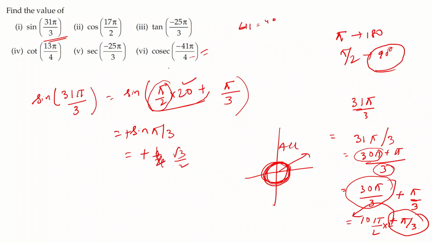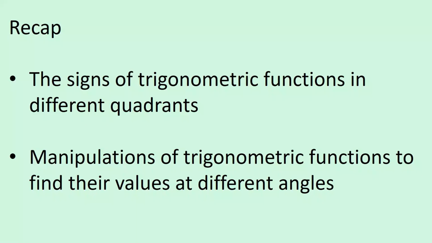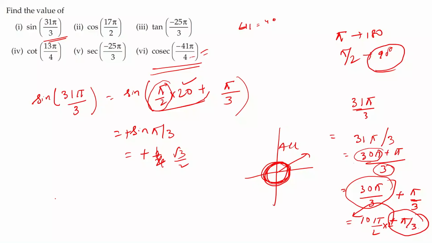Okay, let's take up one more question: cosec of minus 41 pi by 4. You take this minus outside because cosec of minus theta is minus cosec theta, so it is minus cosec 41 pi by 4.